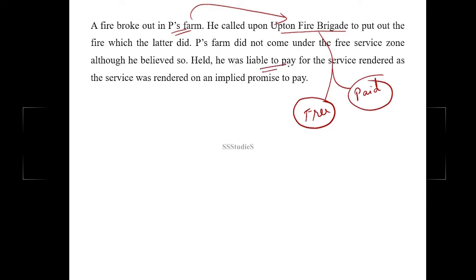Held, he was liable to pay for the service rendered, as the service was rendered on an implied promise to pay. So that is to say, even though he is under a false impression that his farm comes under the free zone, he is liable to pay for the services of Upton Fire Brigade because there is an implied contract.